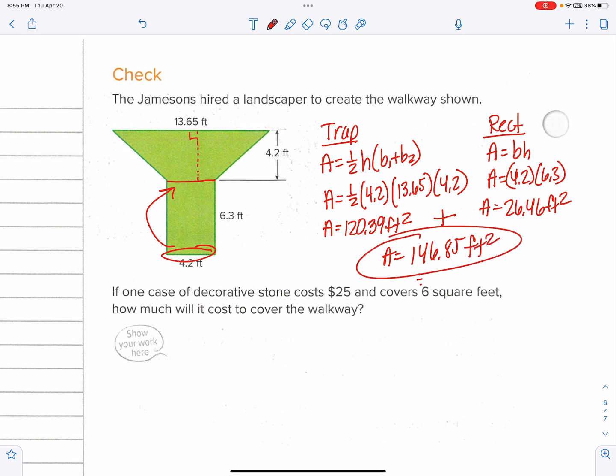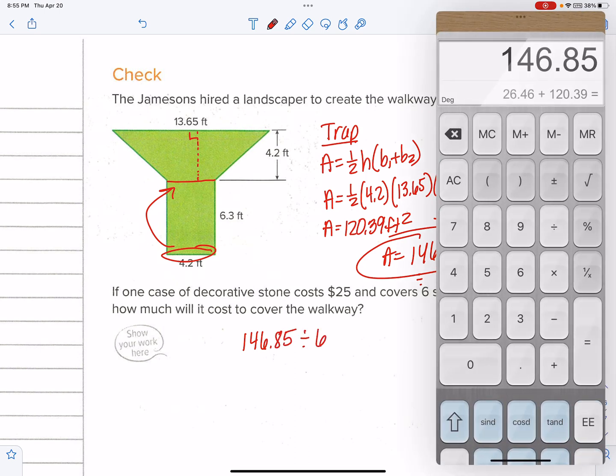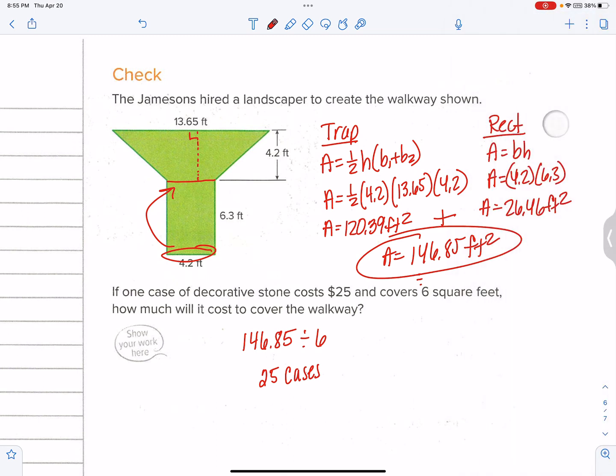Now, let's deal with this nonsense, okay? A case of decorative stone covers 6 square feet. So how many cases do we need if we have 146.85 square feet? So let's go ahead and divide up our total area with 6 square feet. Okay, so divided by 6, because I already have that in my calculator. And I need 24.475 cases, but you can't have part of a case, really. So I'm going to go with I need 25 cases, because you can't do a partial case more than likely. So let's do this, because that's the way real life works.